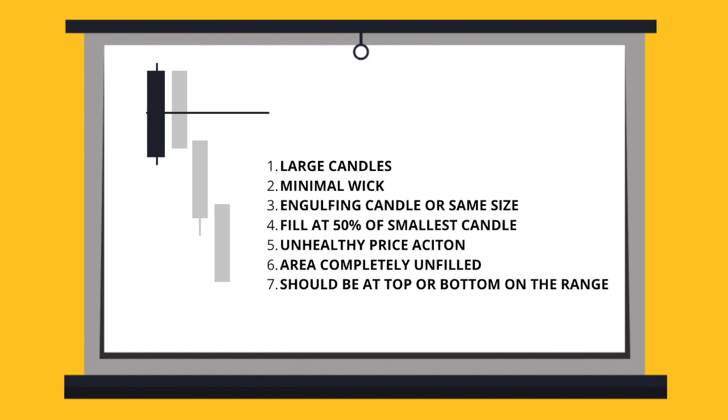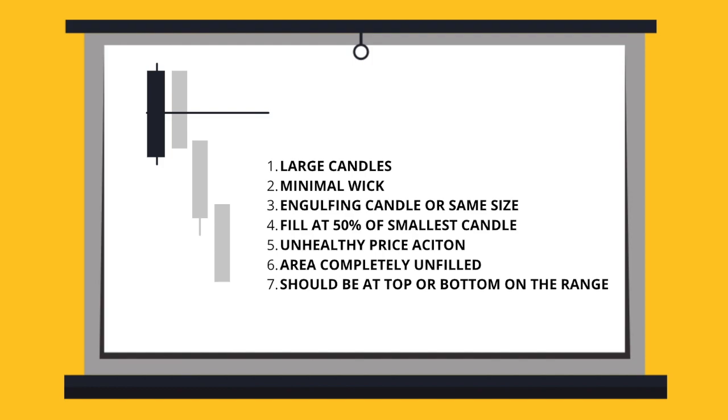2, we want minimal wick. Like I said, we're not looking for dojis. We're looking for strong candles with strong volume. 3, these candles should be engulfing or the same size, okay? Again, we're not looking for a doji followed by a big candle. We're not looking for a big candle followed by a doji in consolidation. We're looking for engulfing candles, 2 big candles, one push up, one push down, or the same size candles.